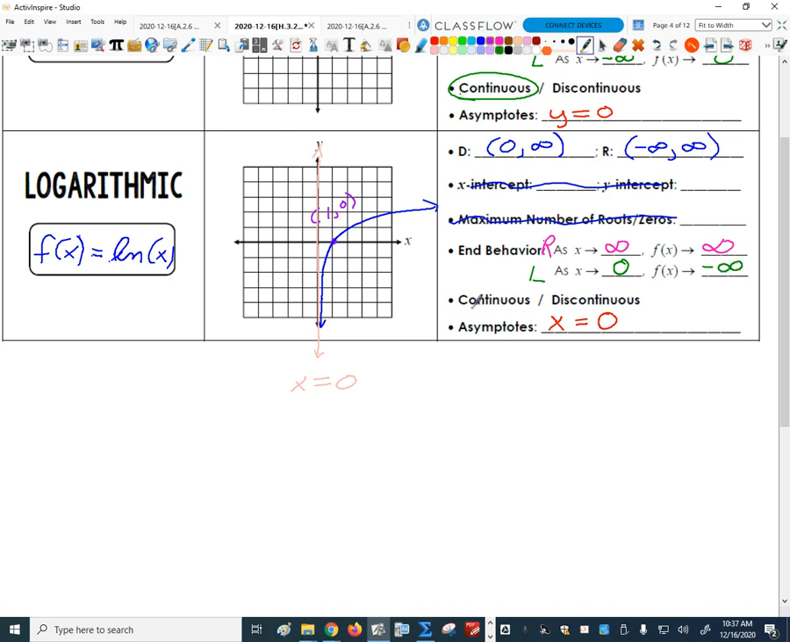And would everybody agree that this is continuous? On its domain, okay? All right. How are we doing on that? Good? Okay.